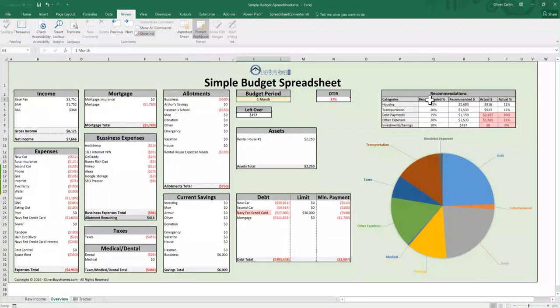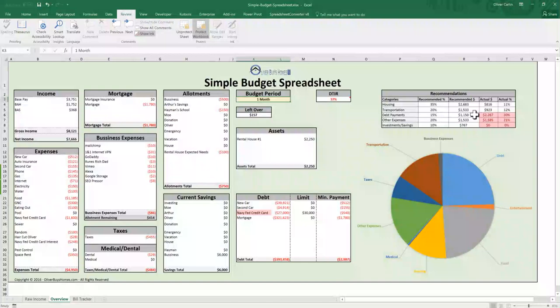Some recommendations I have. They recommend housing 35% of your income, 20% for transportation, 15% debt, others 20%, and then investment savings 10%. Now this percentage is multiplied by the net income here to give you how much actual money you should be going to these categories. This is actual, what you're actually putting in those categories. And if you went over it, it shows red, or in the case of savings, if you went below it, it shows red. And then the actual percentage you're actually doing.